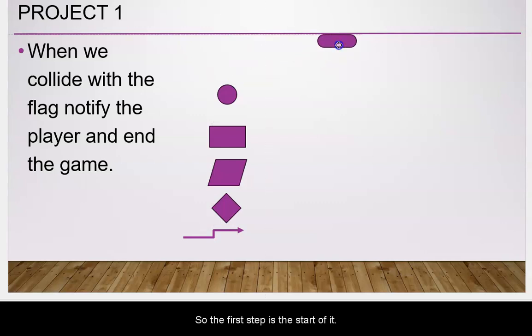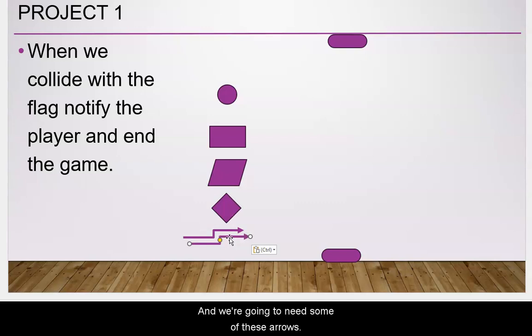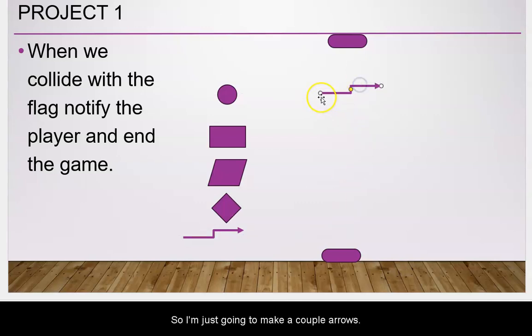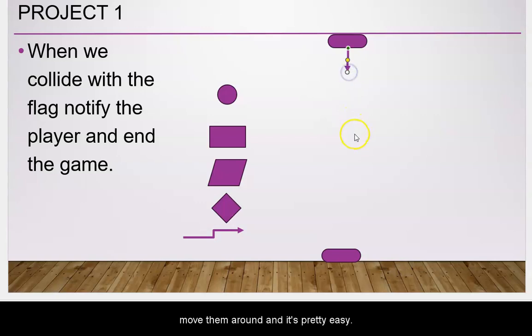So the first step is the start of it, right? That's the beginning. And then we're also going to need the end. So I'm going to duplicate that and also have that down here at the end. That's our goal. That's where we're headed. And we're going to need some of these arrows. So I'm just going to make a couple arrows. And what I like about PowerPoint is that you can make them connect and you can play with them and move them around, and it's pretty easy.